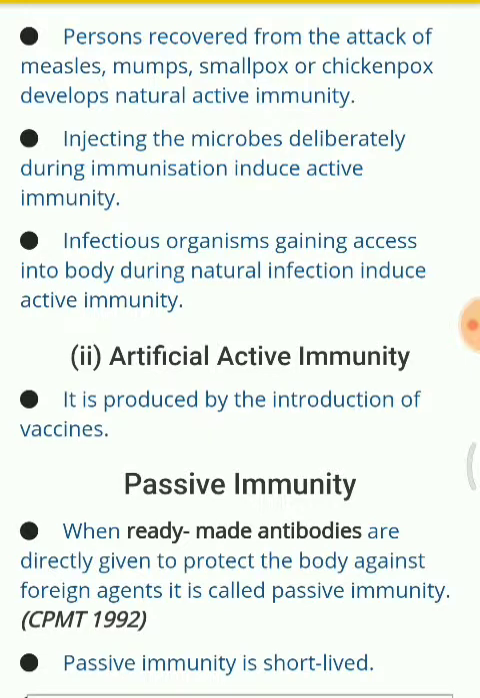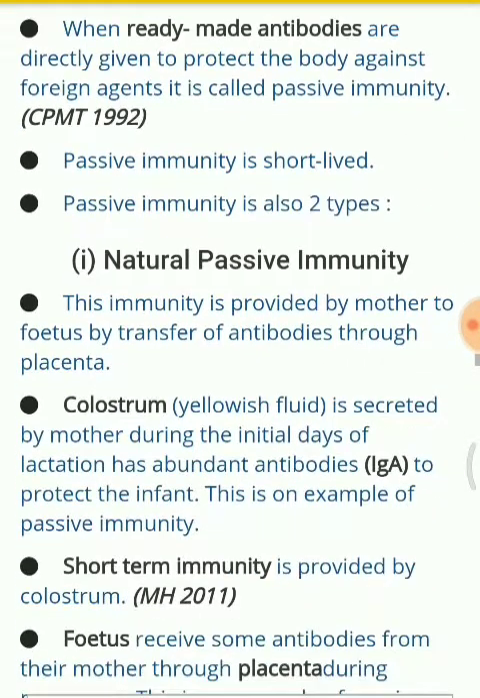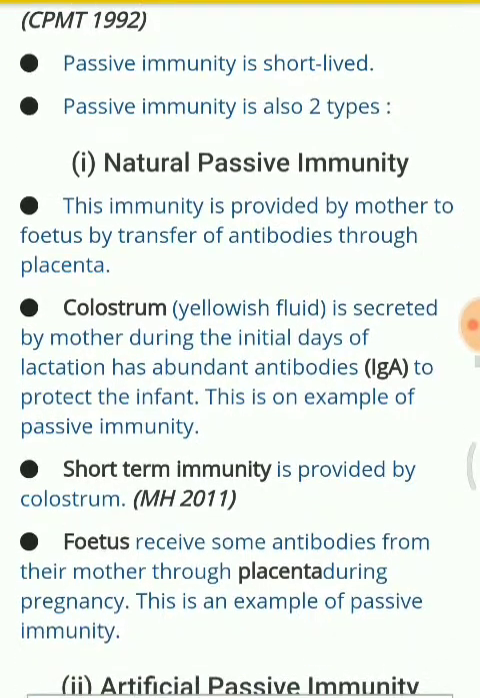Passive immunity: when ready-made antibodies are directly given to protect the body against foreign agents, it is called passive immunity. Passive immunity is short-lived. Passive immunity is of 2 types. Natural passive immunity is provided by the mother to the fetus by transfer of antibodies through the placenta. Colostrum, a yellowish fluid, is secreted by mothers during the initial days.